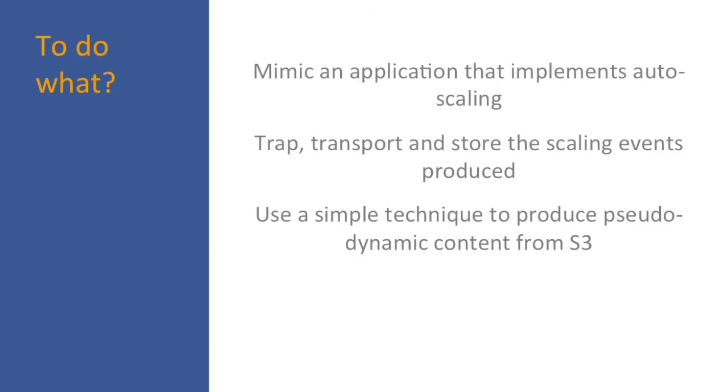So what's this application going to do? Basically, we're going to mimic an arbitrary application that implements auto-scaling. So we're going to have an auto-scaling group as the basis for what we're going to monitor, and then we're going to trap, transport and store the scaling events that are produced when we force an action on that auto-scaling group, such as terminate some instances or increase the capacity of that auto-scaling pool. And I'm going to use a simple technique to produce some pseudo-dynamic content from S3, some little JSON files and some JavaScript in a web page that ultimately produces a dashboard. So it's an exercise, as I said before, beyond basic compute and storage.